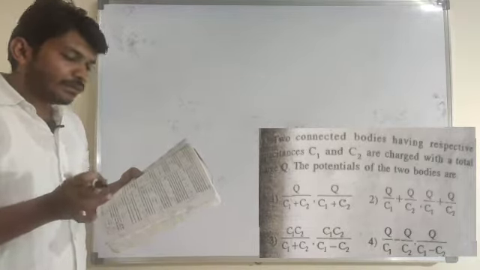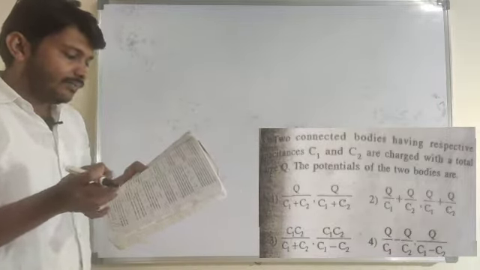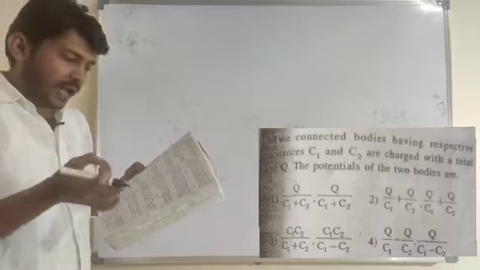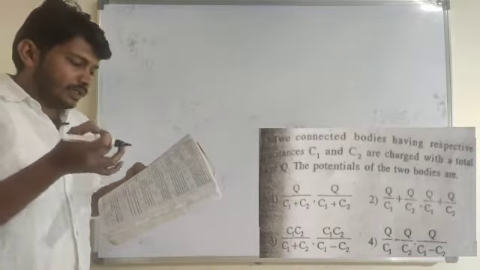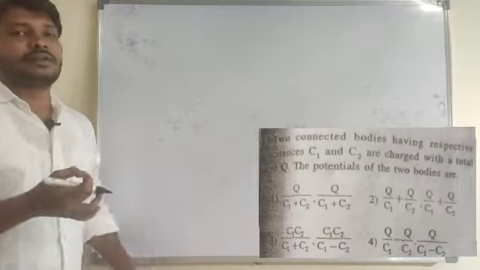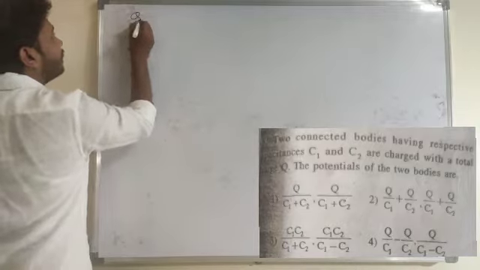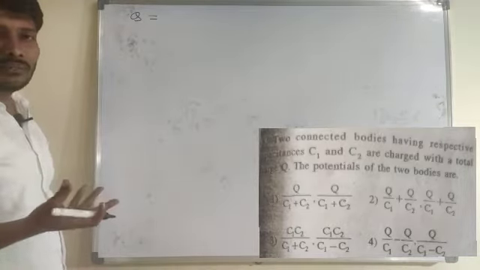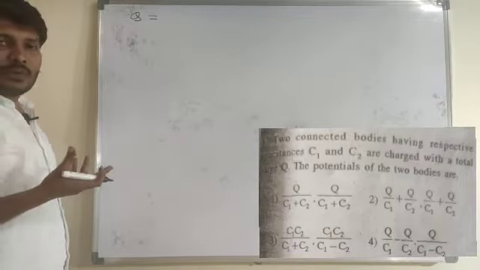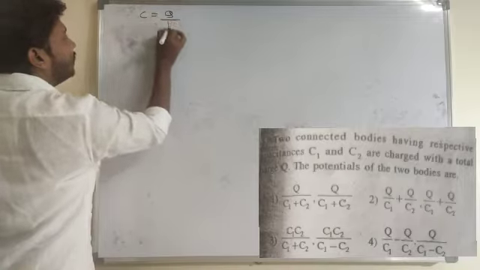Look here: two connected bodies having capacitances C1 and C2, and the total charge is q. Then what is the potential of the two bodies? What is the connecting formula here? The charge q is equal to what? The generalized formula for capacitance is C equals q by V, or q is equal to C into V. So look here, C is equal to q by V.